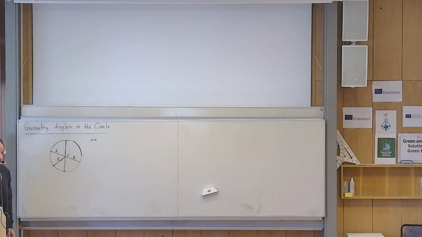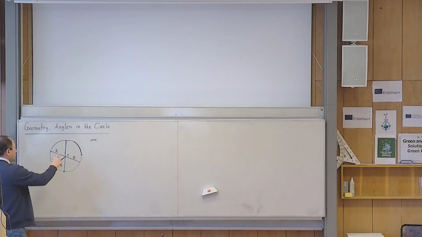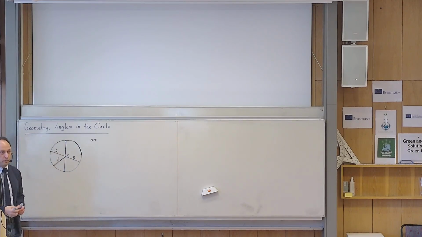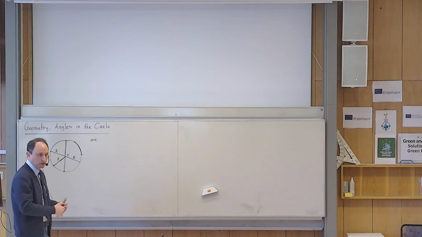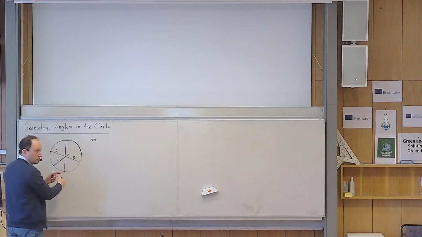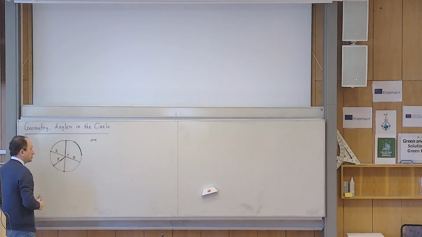So a piece of a circle is called an arc. The biggest arc is what? The biggest arc is the circle itself. Yes, so that's the biggest possible arc. But you can have smaller arcs. That is something that I want you to know.